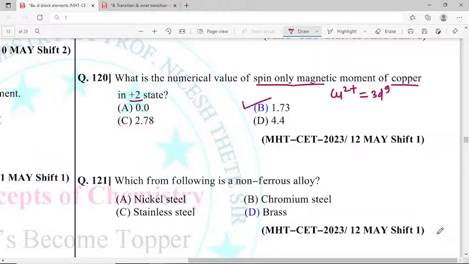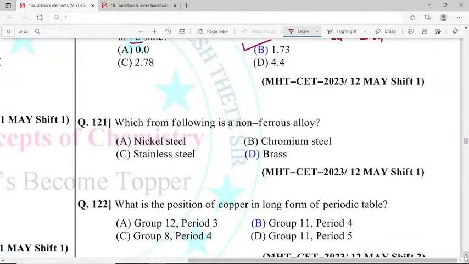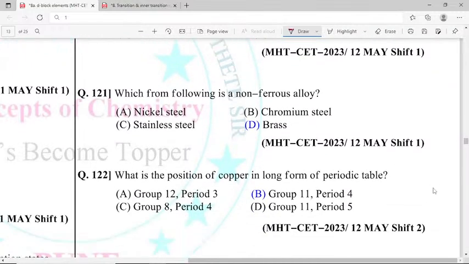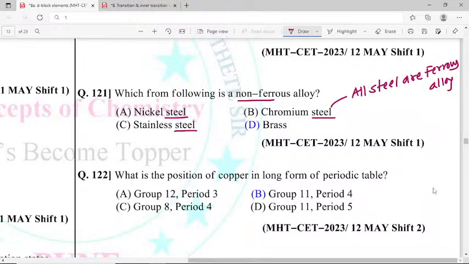Which of the following is a non-ferrous alloy? Same question asked here. Non-ferrous. Steel: all steel is ferrous alloy. So this is brass. Brass is a non-ferrous alloy.